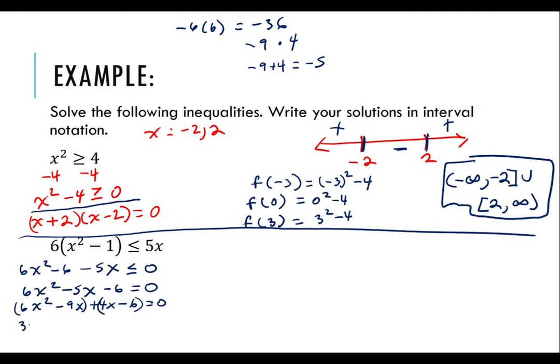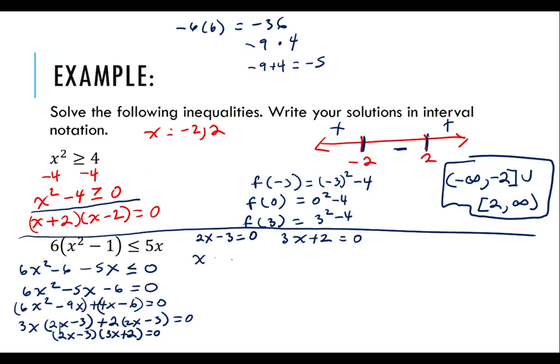This is then going to be 3x times 2x minus 3 plus GCF of 2 times 2x minus 3. So this is 2x minus 3 times 3x plus 2. And so then using the zero product property, I get 2x minus 3 is equal to 0, and 3x plus 2 is equal to 0. That's then going to be that x is equal to 3/2 and negative 2/3. And so now I have my critical values, negative 2/3, 3/2.